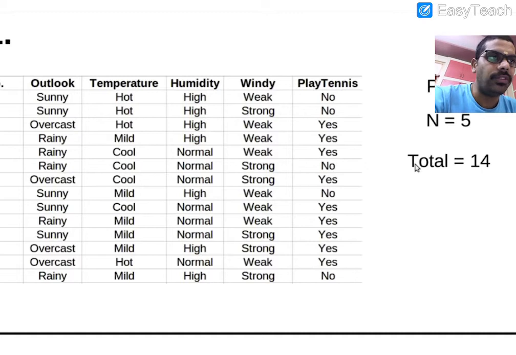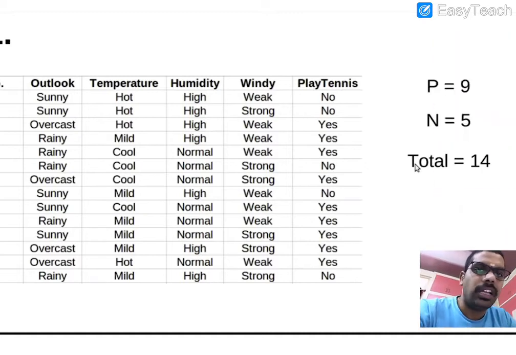So what we are going to consider here is the data set, which has outlook, temperature, humidity, windy, and we are going to take the class into consideration, which is what we are going to decide. The positives are 9, the negatives are 5, and the total number of records is 14.